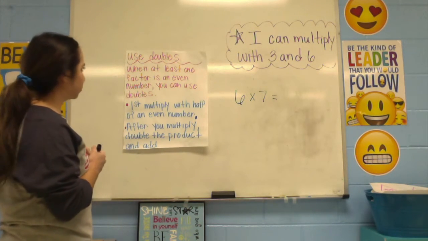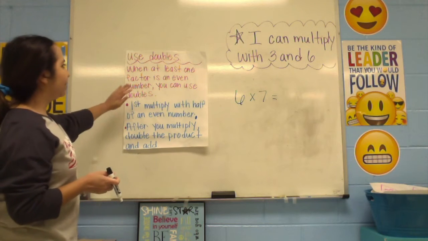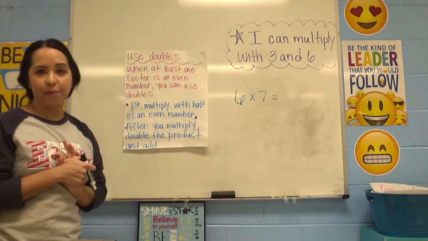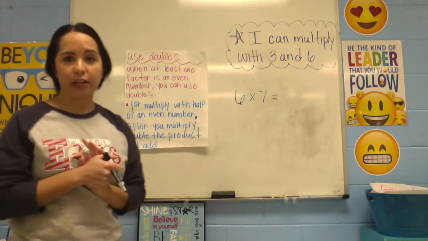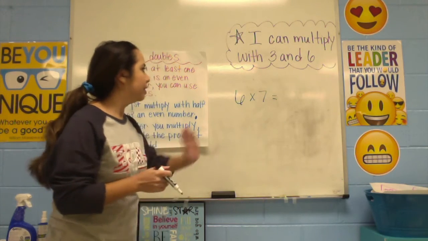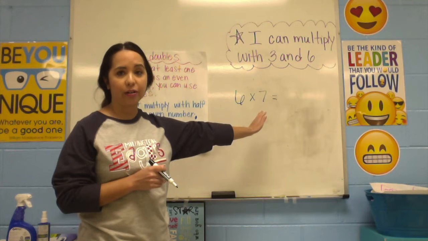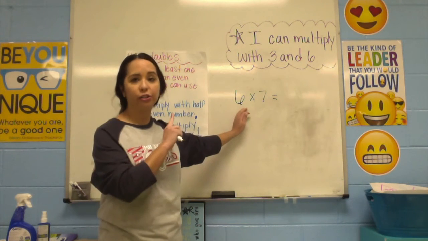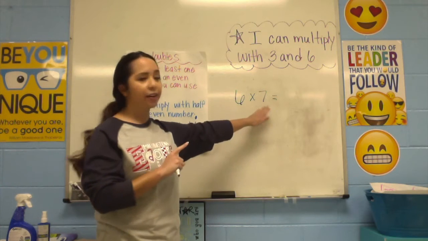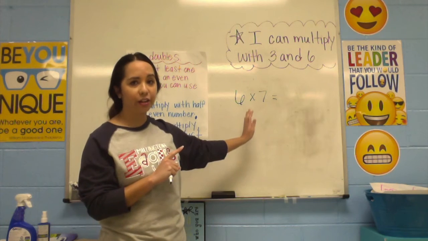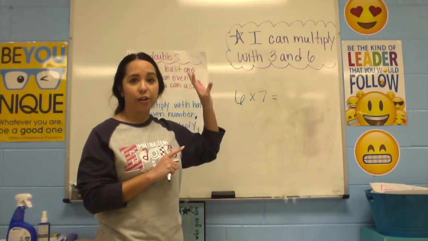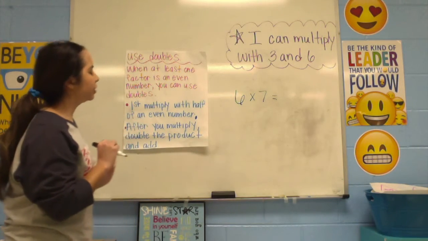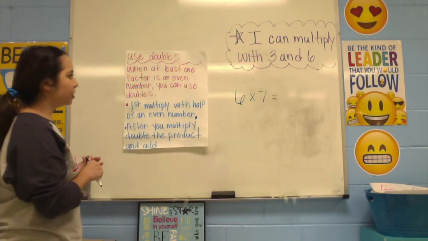The doubles rule says, when at least one factor is an even number, you can use doubles. Look at 6 times 7. 6 is an even number. As long as you have one even number in the problem, you can use the doubles strategy. 7 is odd. Even numbers are 0, 2, 4, 6, 8, 10, 12, 14, 16, and so forth. So 6 is an even number, so we can use doubles.